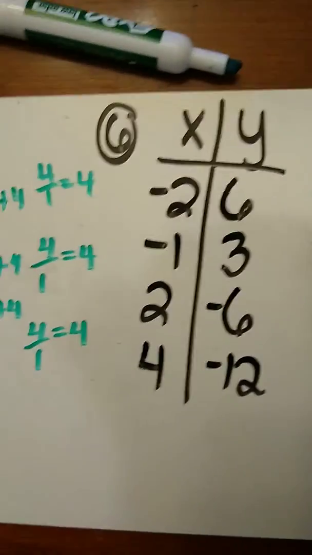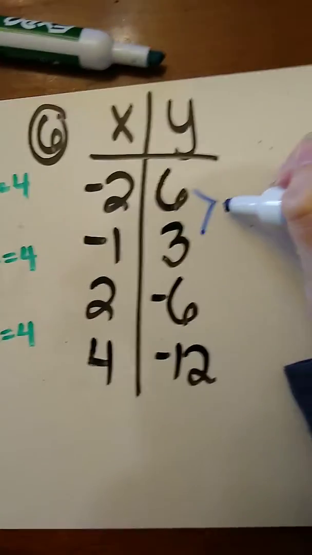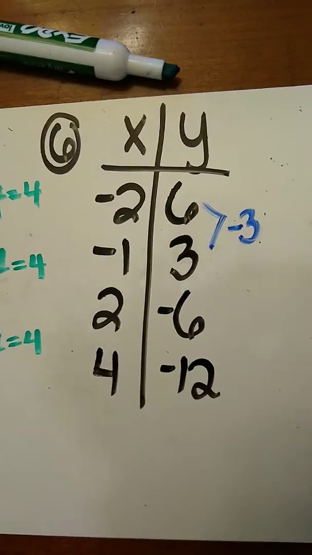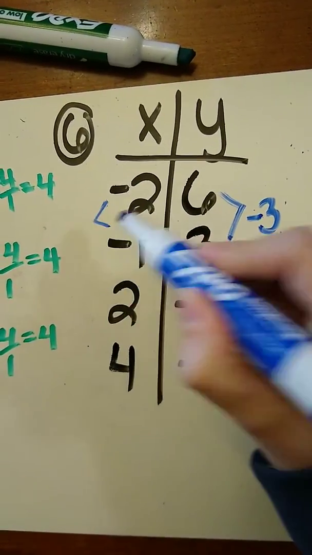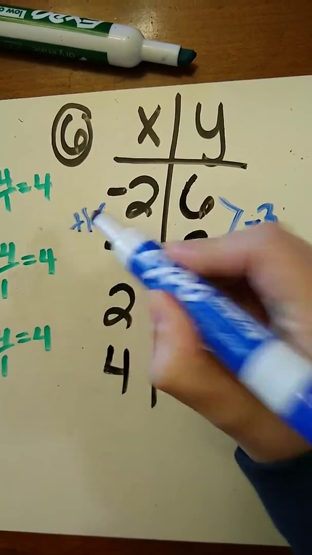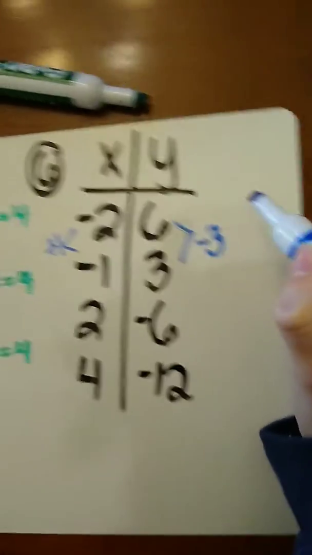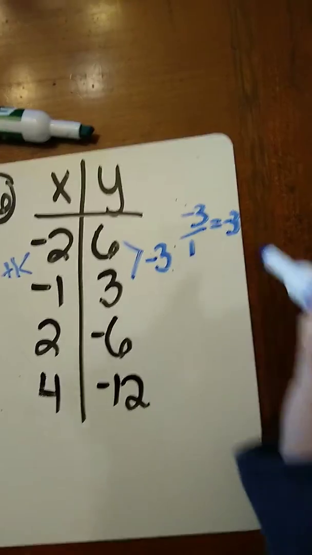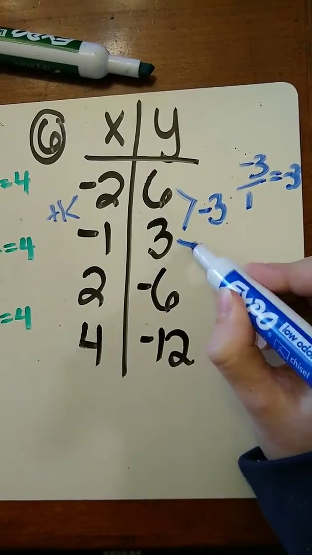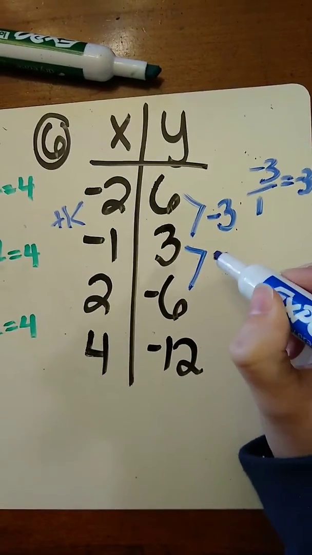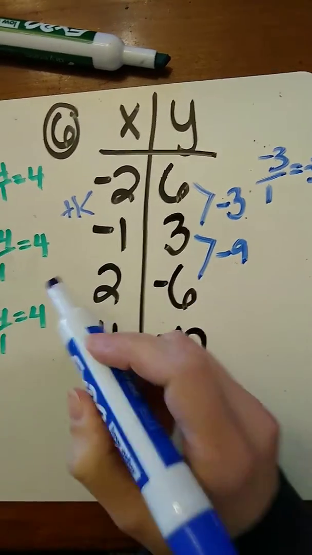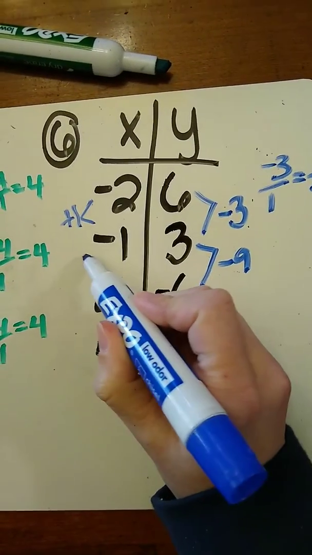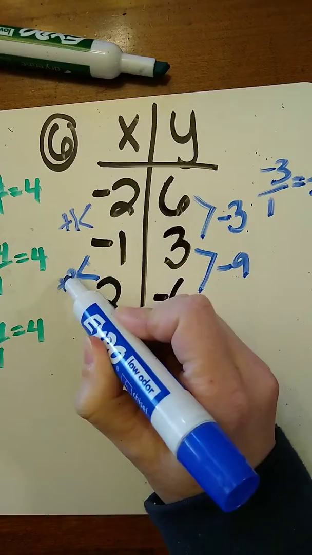To get from 6 to 3, you have to subtract 3. To get from -2 to -1, you have to add 1. So y over x would be -3 over 1, which is -3. To get from 3 to -6, you have to subtract 9. And to get from -1 to 2, you have to add 3.